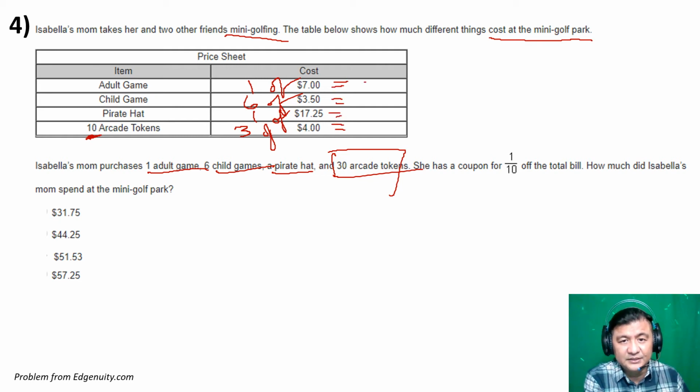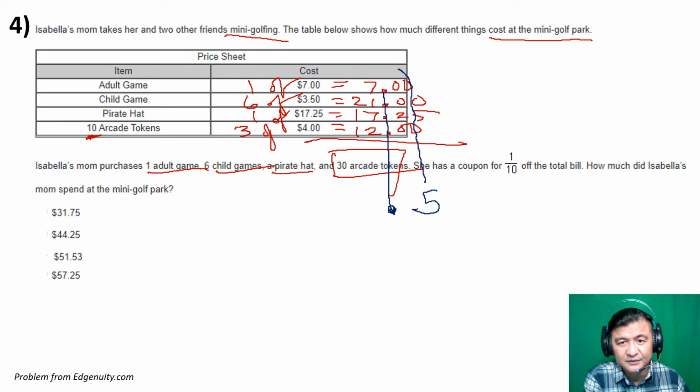So 1 times 7 is a 7.00. I make it look like money. 6 times 3.50. 3.50 times 2 is a 7. So 7, 14, 21 to make it 6. So $21 over there. Okay. 1 of 17.25, 17.25, correct. And then 3 times 4 is a 12. Now I can add. All right. Remember, in adding, you align the decimal points. Align the decimal points. The point goes there. On the right side, what goes down?